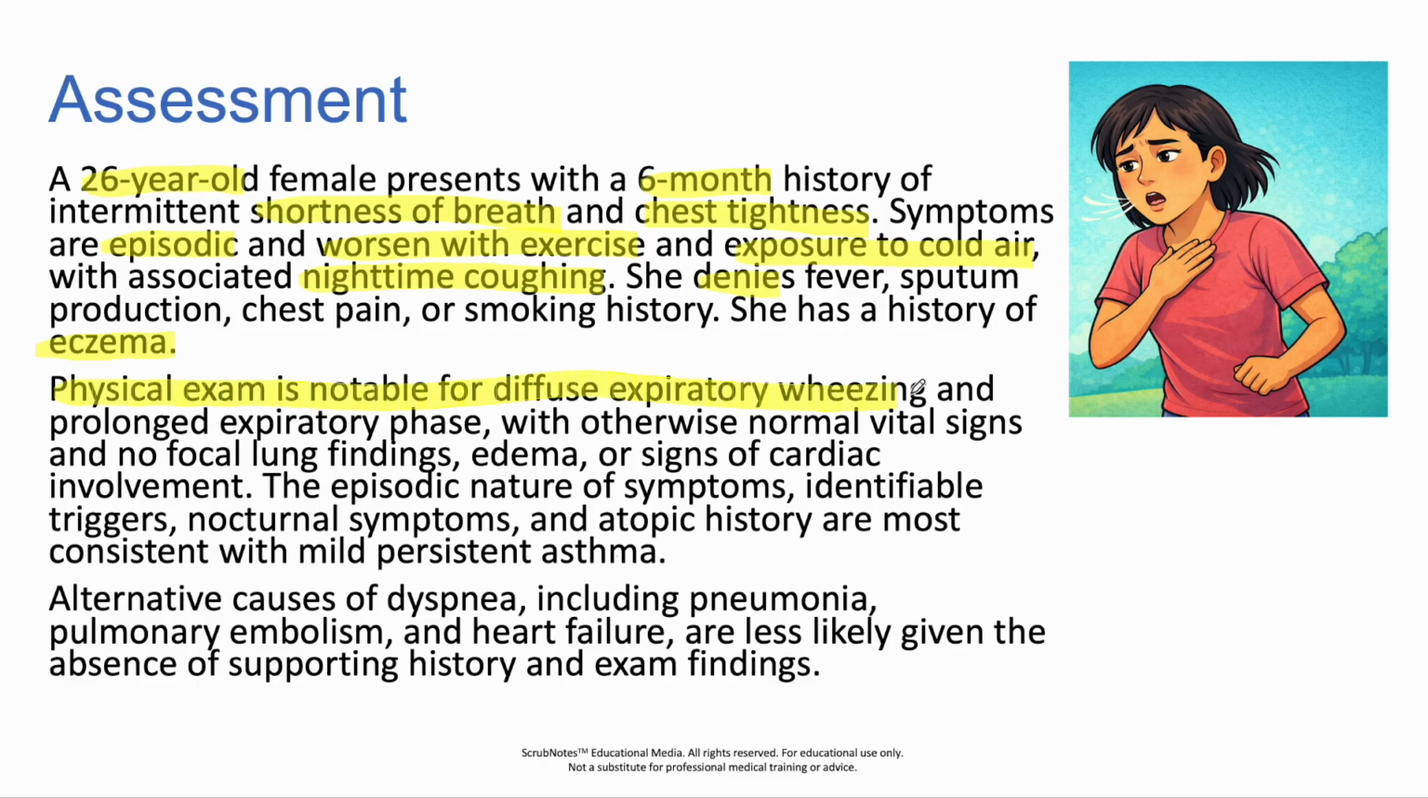Physical exams today are notable for diffuse expiratory wheezing and a prolonged expiratory phase, with otherwise normal vital signs and no focal lung findings, edema, or signs of cardiac involvement. The episodic nature of her symptoms, identifiable triggers, nocturnal symptoms, and atopic history are most consistent with mild persistent asthma. Alternative causes of dyspnea include pneumonia, pulmonary embolism, and heart failure, but these are less likely given the absence of supporting history and exam findings.